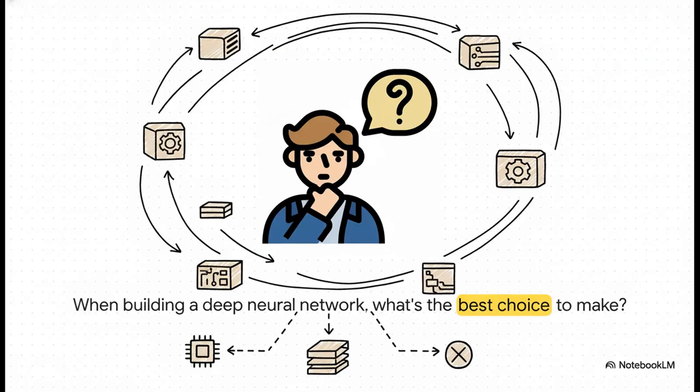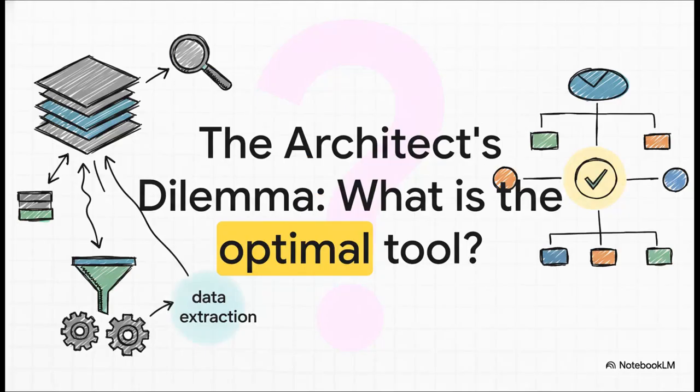Okay, so picture this. You're an AI architect, and you're building a brand new deep neural network from scratch. At every single layer you add, you have to make a choice. A really critical choice about how that layer is going to see and process the data. And trust me, the choice you make has some massive consequences down the line. So what is this dilemma?